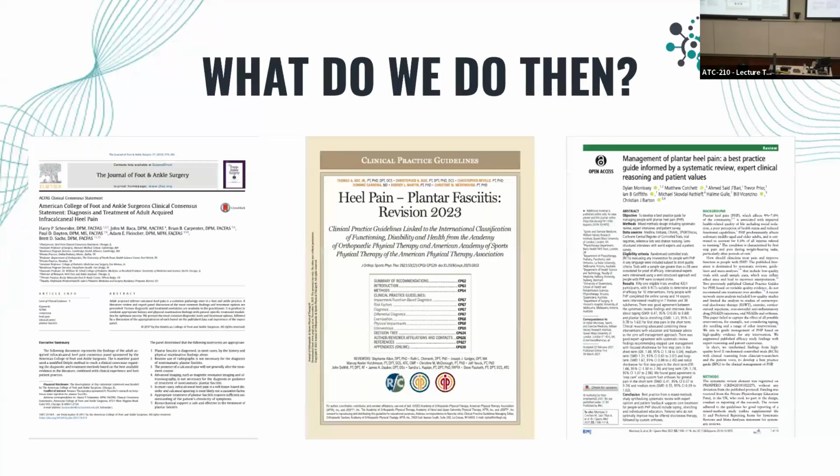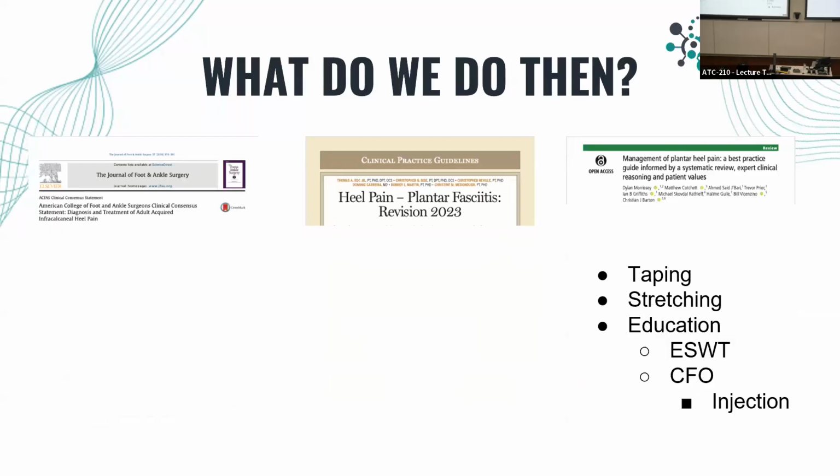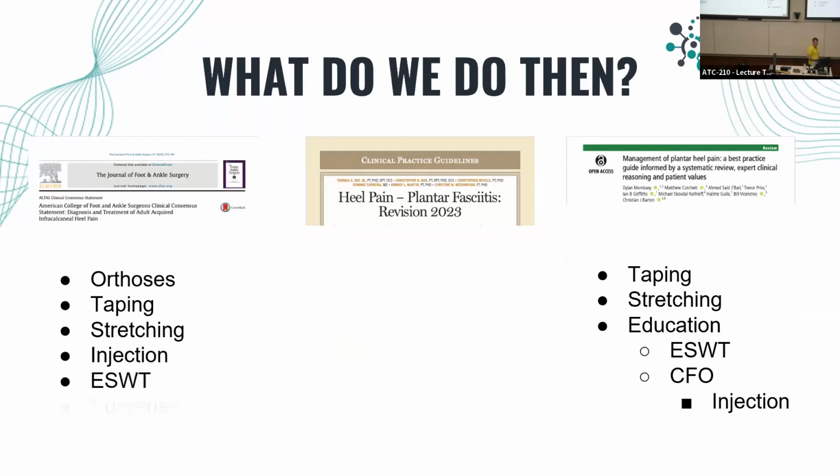If we keep on looking big picture, there are 3 clinical guidelines that have been presented. One is by surgeons, Journal of Foot and Ankle Surgery. One is by predominantly physiotherapists, Journal of Sports and Orthopaedic Physiotherapy. And then one is a collective of a couple of podiatrists, a couple of physios from the UK and from Australia. The podiatrists and the physios reckon that we should do taping, stretching, education, shockwave, then go into custom foot orthoses and then do an injection. The surgeons reckon we should start with orthoses, then go to taping, stretching, injection, shockwave, and surprise, surprise, have surgery at the end.